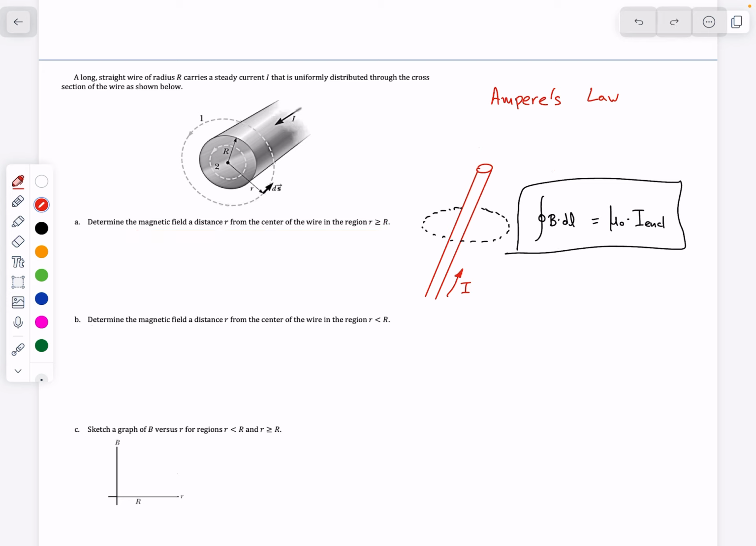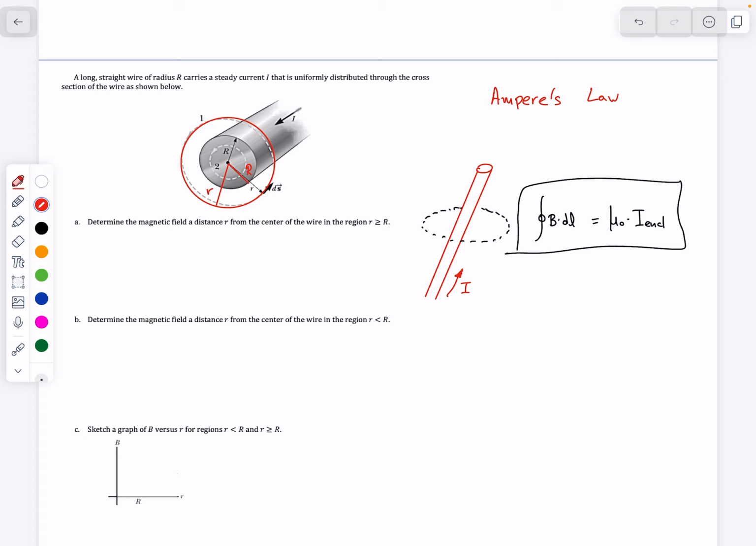However, this wire is not a long, thin wire. It is a wire that has a radius R. So we need to find the magnetic field at a distance r away from the center. This distance from the center is a variable, so we call it small r, in order to differentiate it from the radius of the wire, which is capital R.